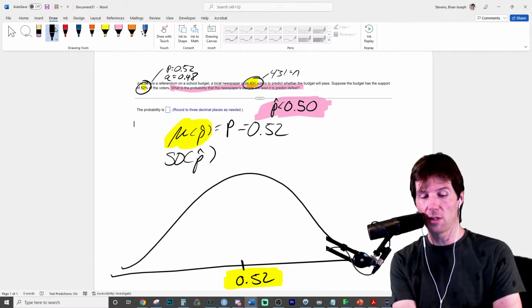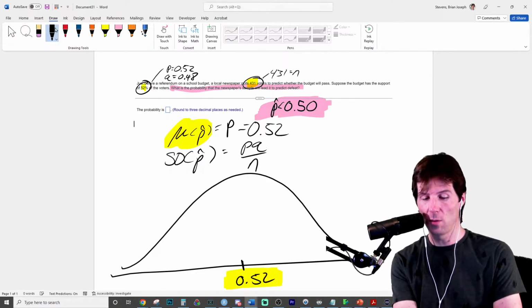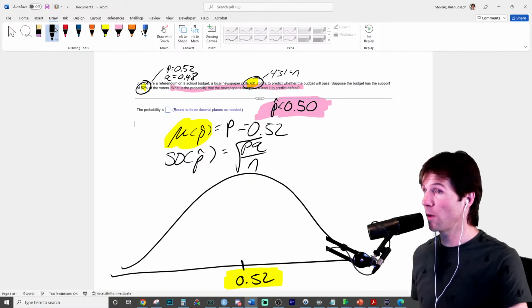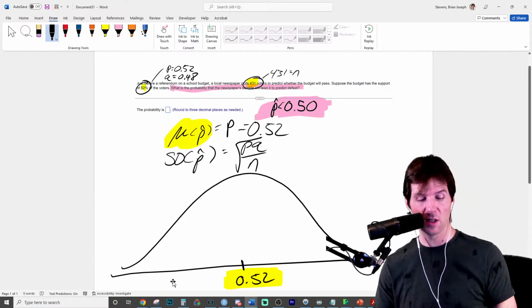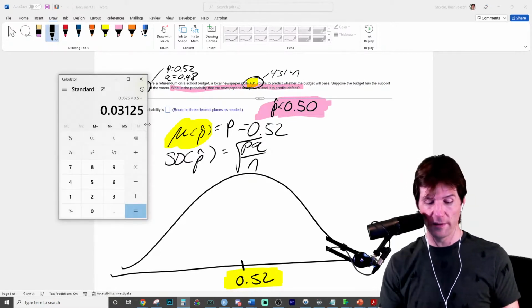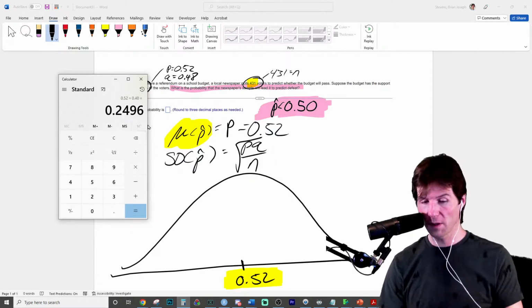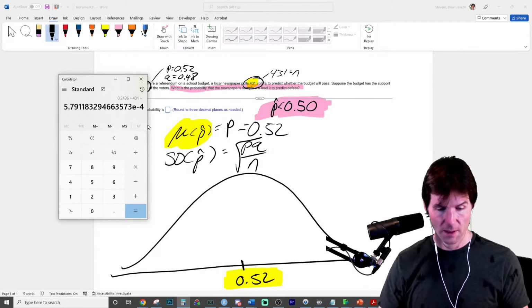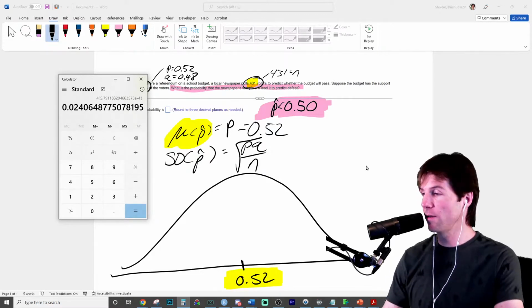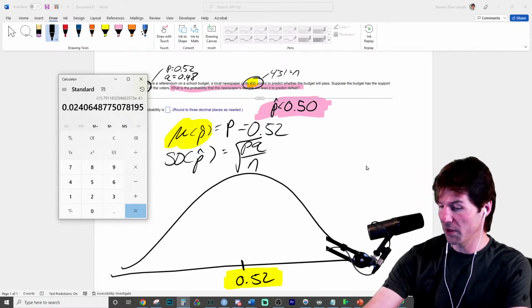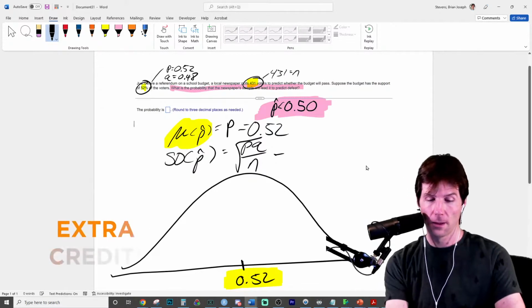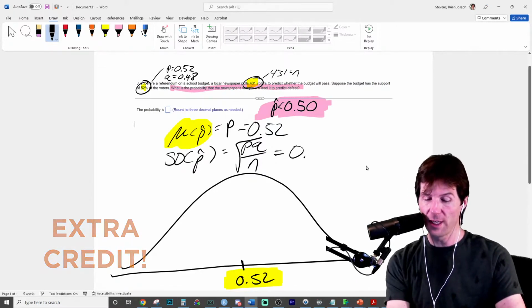And the standard deviation is the square root of p times q over n. Please stop me if you don't know how I got q. Q is 1 minus p. So we're going to find the standard deviation: the square root of p times q over n. And the standard deviation is point... Great job, Priya. 100 points again. Excellent work, Priya. And there's the standard deviation.